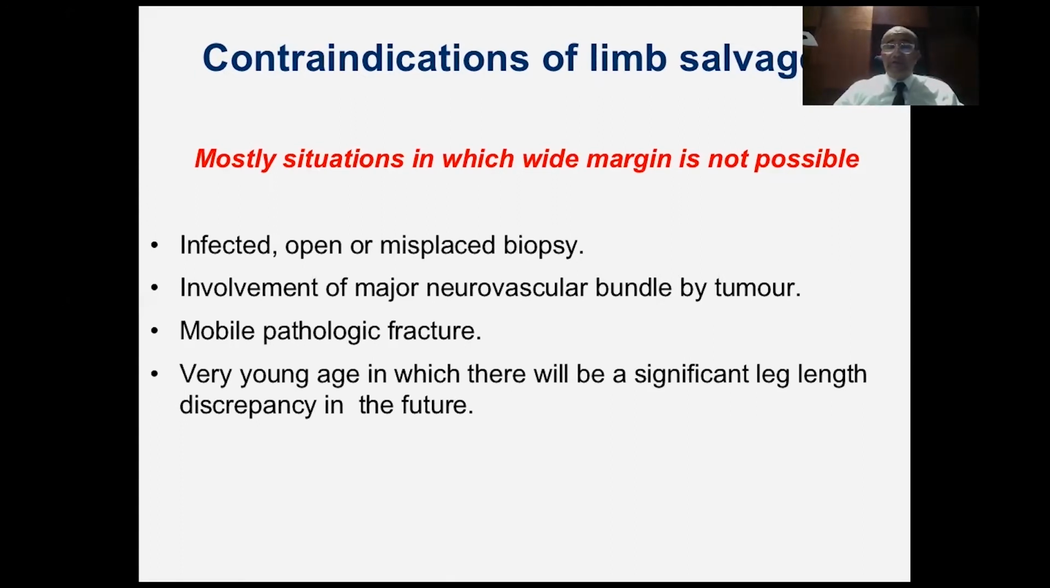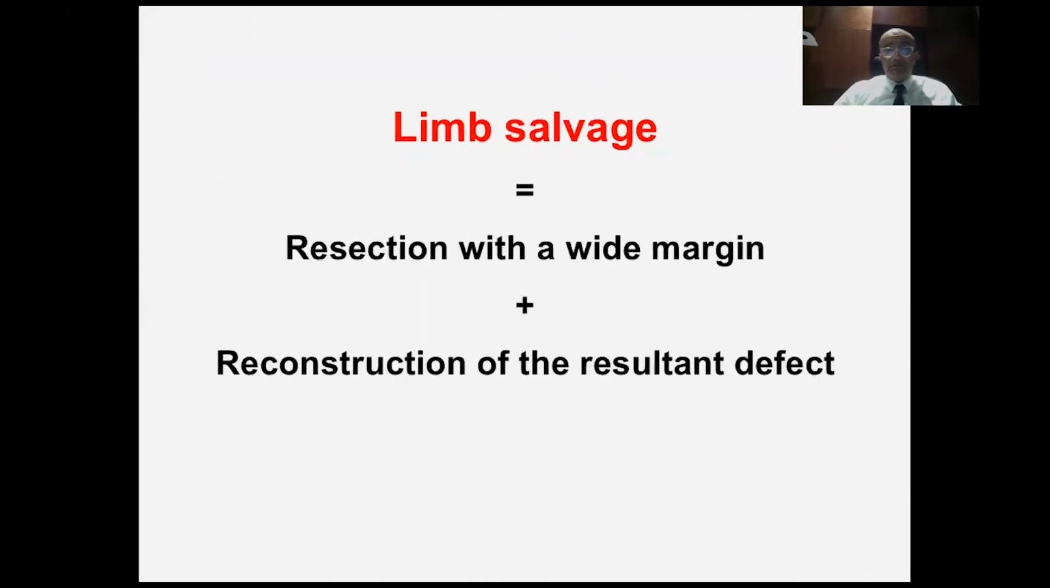So when do we not do a limb salvage and do an amputation? Mostly in situations in which we cannot achieve a wide margin of resection, like if we have an infected, open, or misplaced biopsy, when the neurovascular bundle is involved by the tumor, when we have a mobile pathological fracture with hematoma dispersed around the surrounding muscles, or in a very young individual, in which even if we can do a safe limb salvage, the reconstruction that we do cannot cope with the leg length discrepancy in the future.